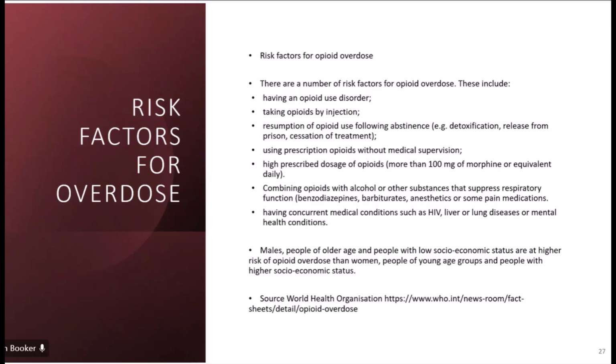Males, people of older age, and people with low socioeconomic status are at a higher risk of opioid overdose than women, people of young age groups and people with higher socioeconomic status.